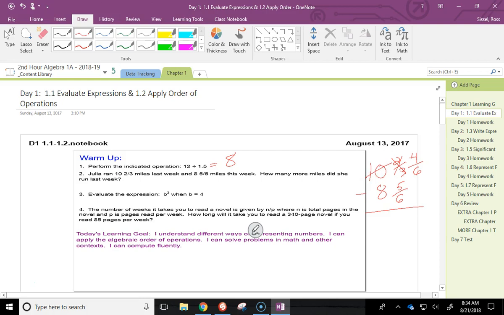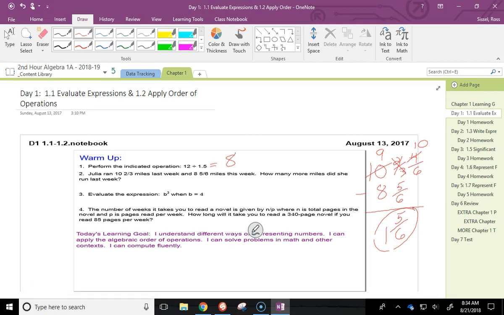You have to regroup. Instead of 10 wholes, I have 9 wholes. And that one whole that I'm borrowing was worth 6/6. So 6/6 plus 4/6 gave us 10/6. Then 10 minus 5 is 5/6. And 9 minus 8 is 1 and 5/6. Okay. A lot of review that you had to be doing there.